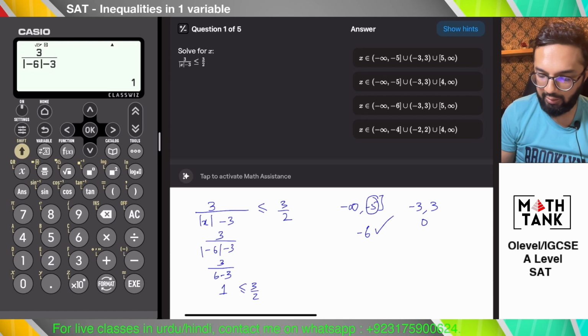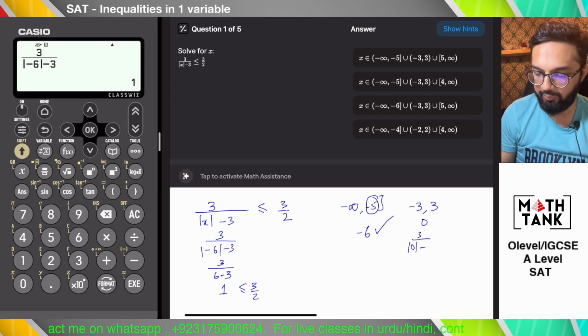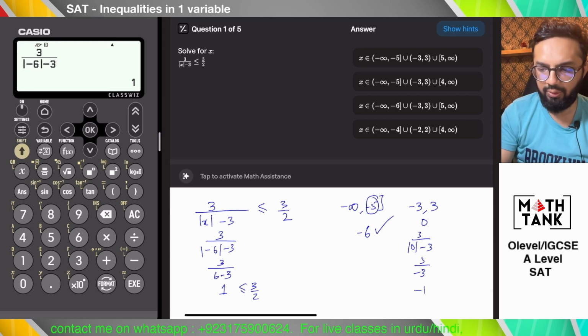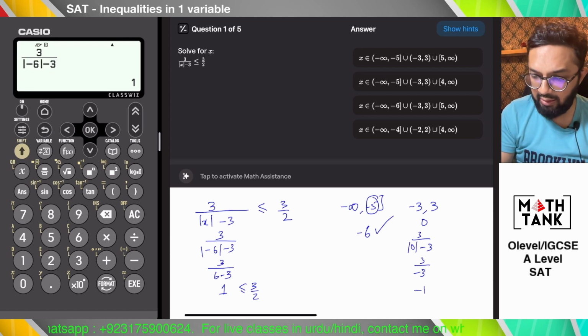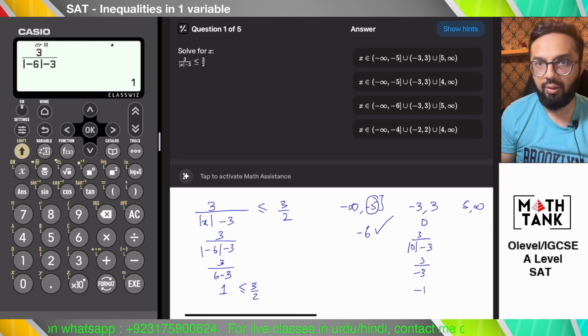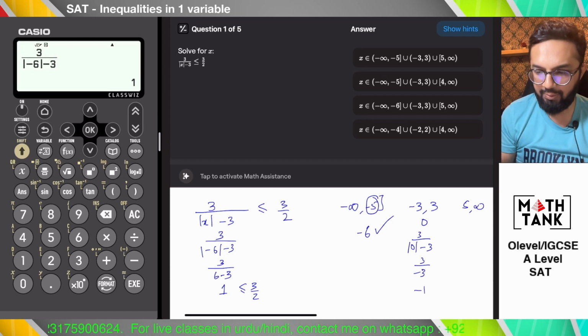Okay, so if 0 works, 0 is less than 3 over 2. So -3. Okay, that's also working out. That's -1, so that's also less than or equal to 3 over 2. And then it says there's another union from 5 to infinity as well. Let's see, 5 to infinity works. Let's try out 6. 6 is also going to work because -6 worked, and so 6 should also work.